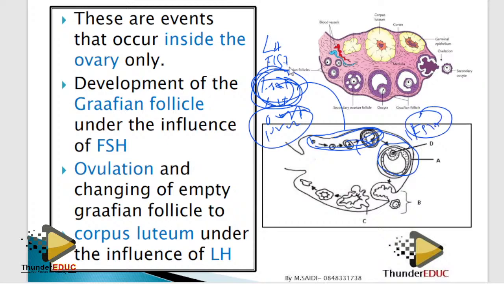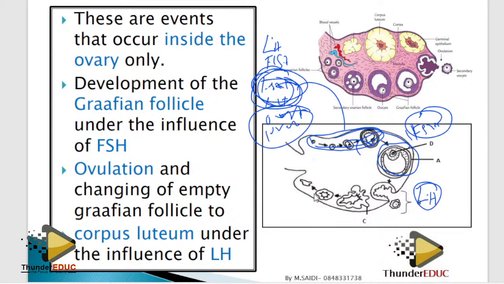And then the second hormone is luteinizing hormone, which triggers this to happen. So ovulation is under the influence of luteinizing hormone. And number 2, it also helps to change the empty Graafian follicle to corpus luteum. Guys, luteinizing hormone does not change it. It stimulates the conversion of the empty Graafian follicle to corpus luteum. We need to hear that word, stimulation.